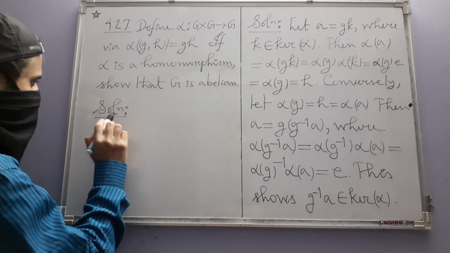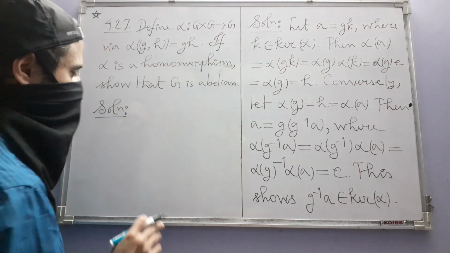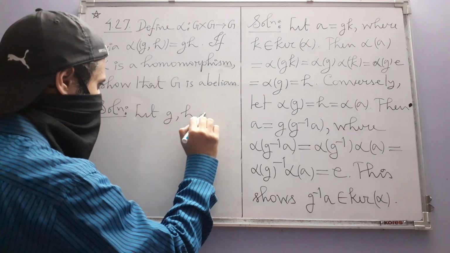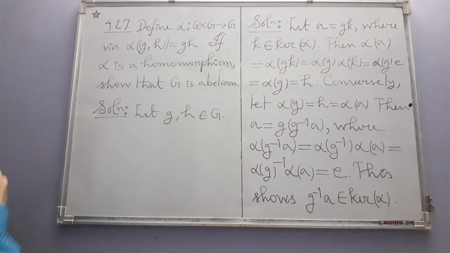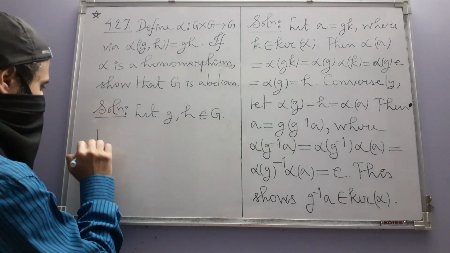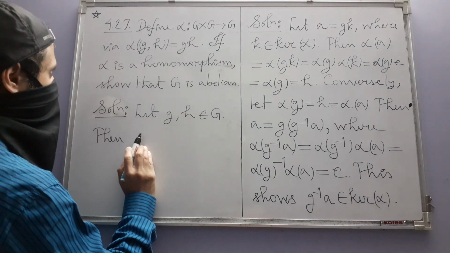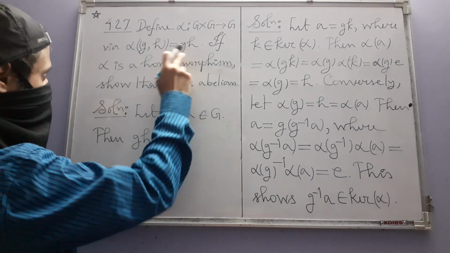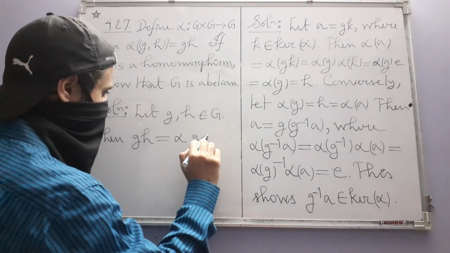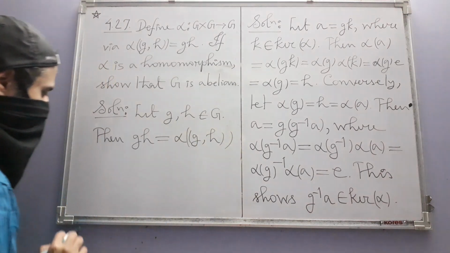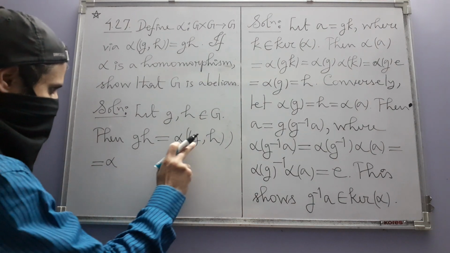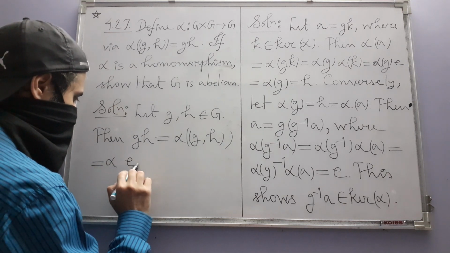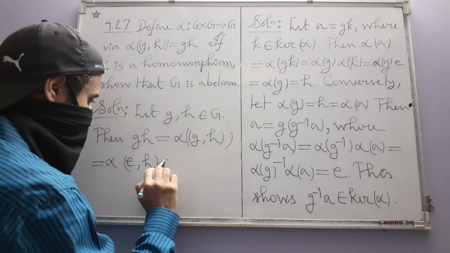Solution. So that means we have to show that any two elements commute with each other. So let G and H be any two elements in G. Then GH from this formula is nothing but alpha of G comma H. But this ordered pair itself can be written like this: E comma H times G comma E.